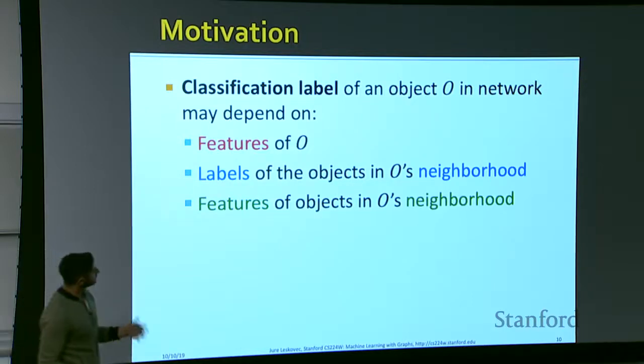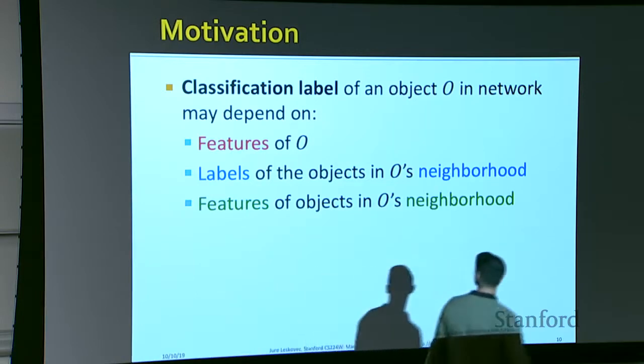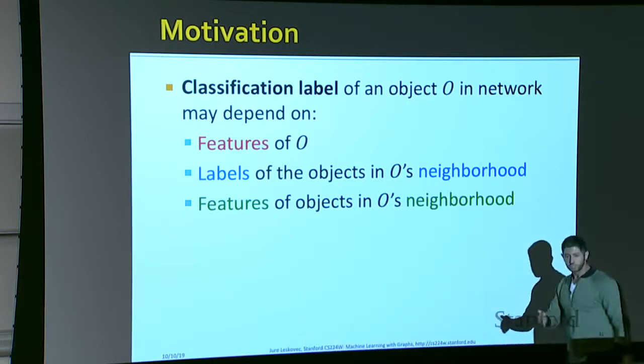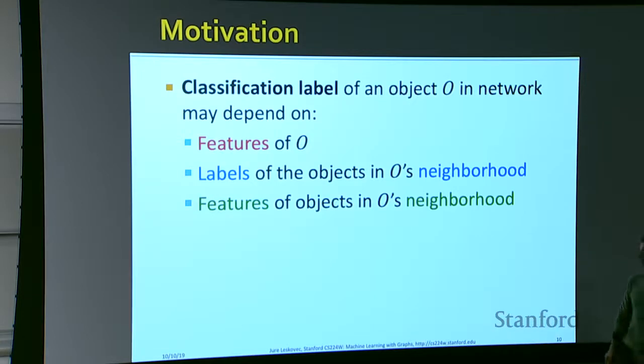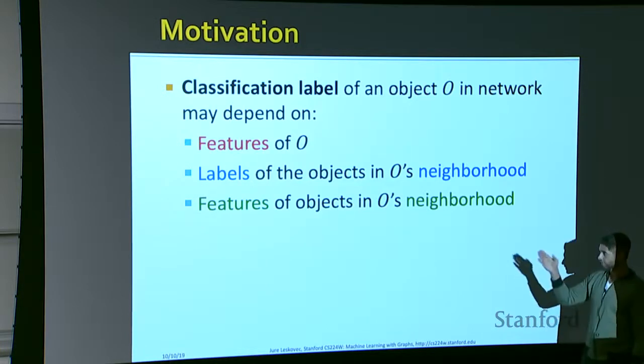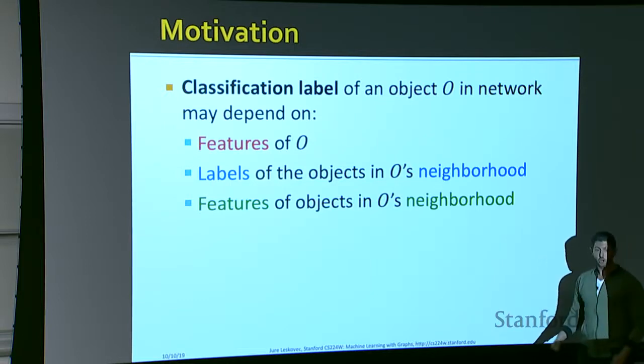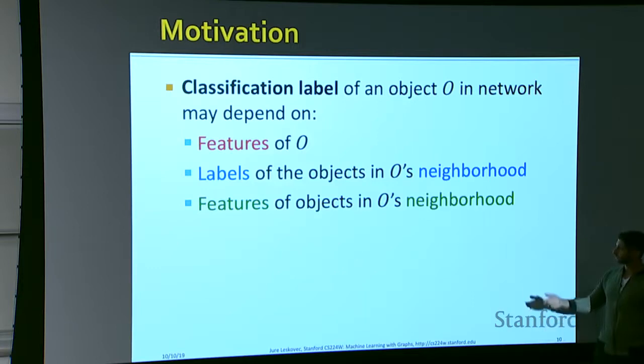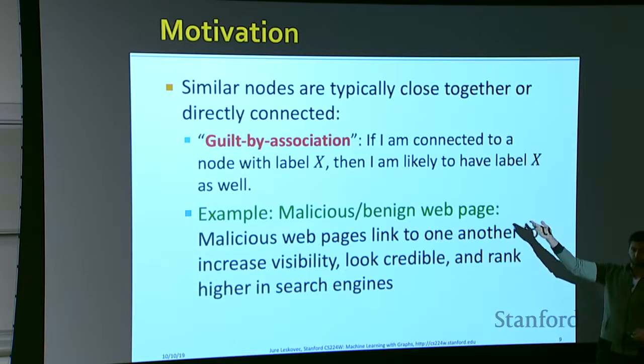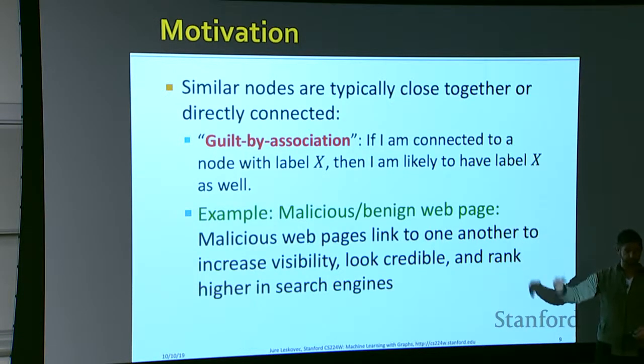Basically, we have a classification label on our object O in the network, and we have different sources of data, different features that we can leverage. First of all, we can have features attached to that node, right? So we were saying if that graph we saw before is a social network, you will have the gender, the age, the nationality, and so forth. So you can have a wide vector of features attached to the node. Then another set of features that we can leverage are the labels of the objects in the neighborhood of O, okay? So going back to the previous slide, we're going to try to use this guilt by association. If my neighbors all have the same label, then there is a high chance that I will have the same label as well.